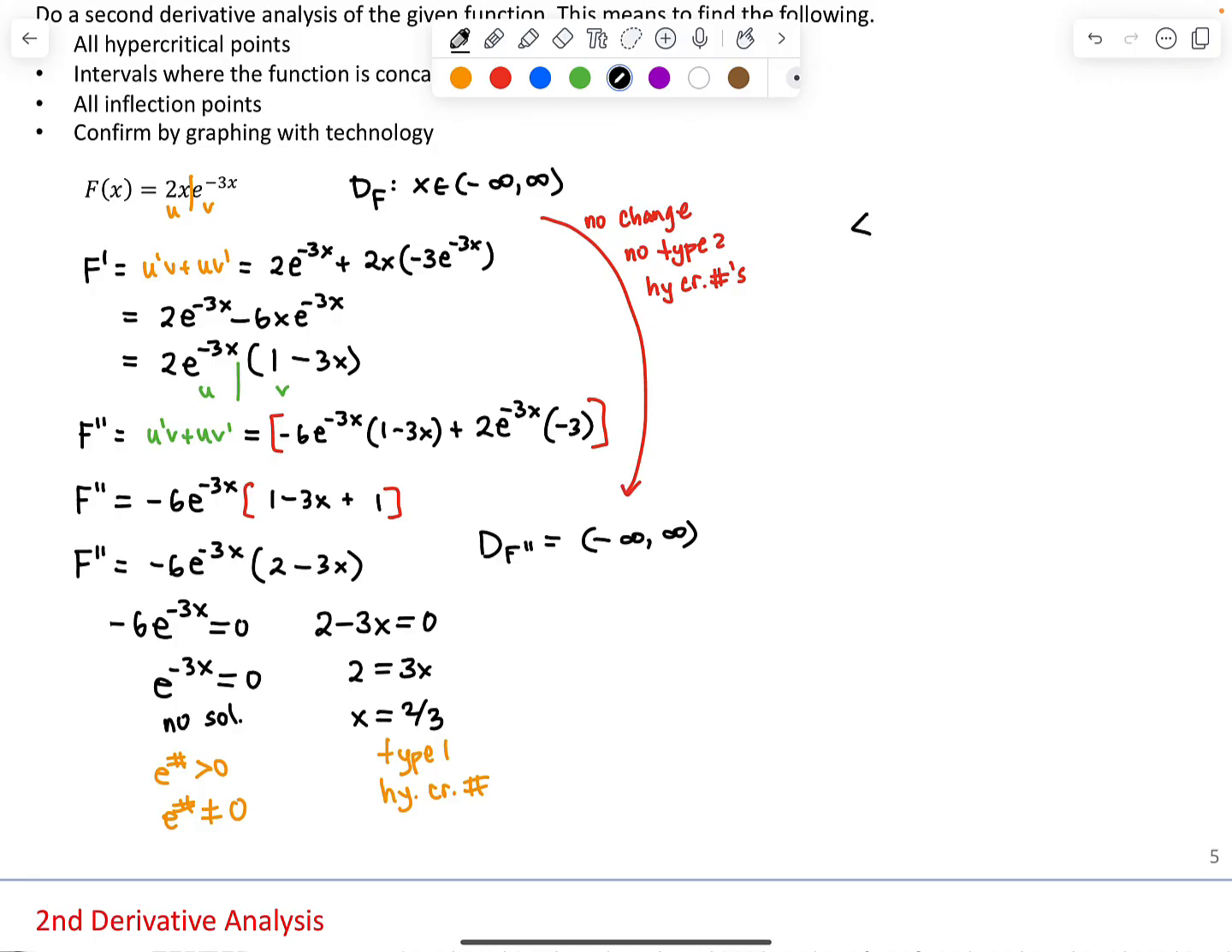Next comes our number line that represents the domain of the function f, so the entire number line is here. We have only one hypercritical number, that's at 2/3. So some easy test numbers to choose would be 0 and 1.